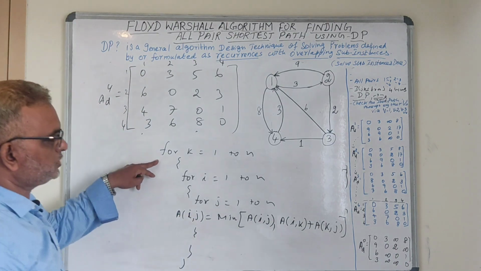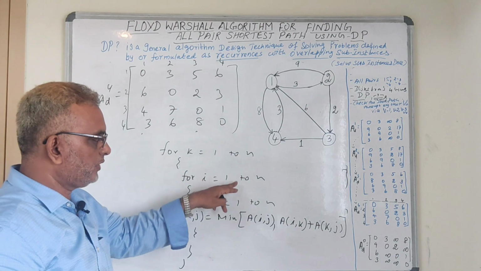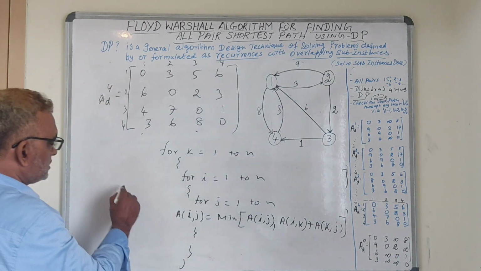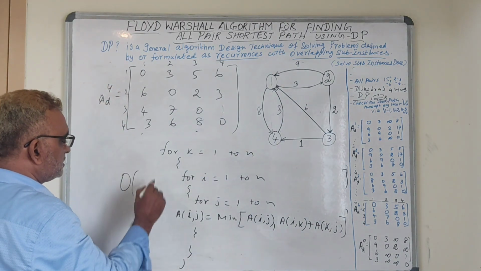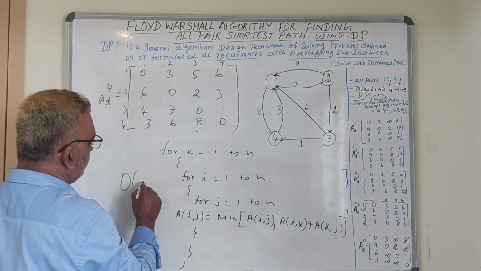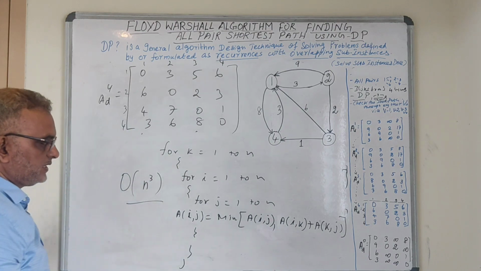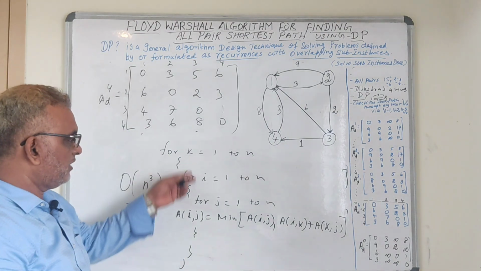So we are using three different loops in order to solve the problem: 1 to n, 1 to n, 1 to n. So the order of the Floyd Warshall algorithm is order of n cube. That is its time complexity, since we have the for loops.